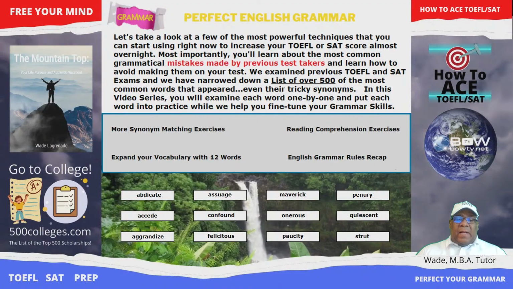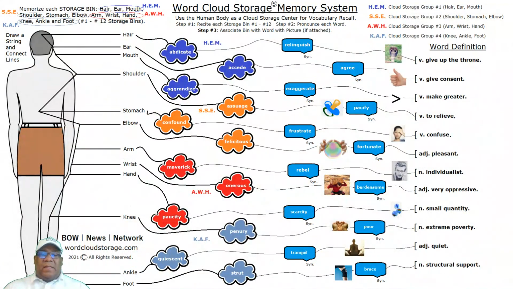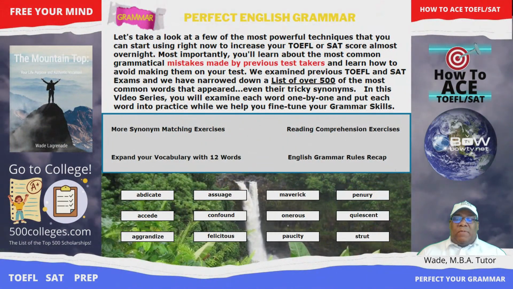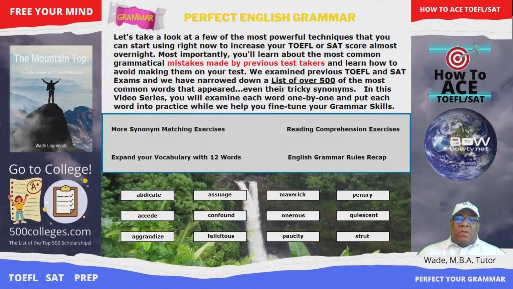So let's take a look at some of the words we're taking a closer look at today. We're looking at Abdicate, Acid, Aggrandize, Assuage, Confound, Fallacious, Maverick, Honoris, Paucity, Henry, Quiescent, as well as Strut. So as you can see, we're looking at 12 new words that we haven't actually used before, and we're going to take a closer look and see how we can actually use them in sentences.